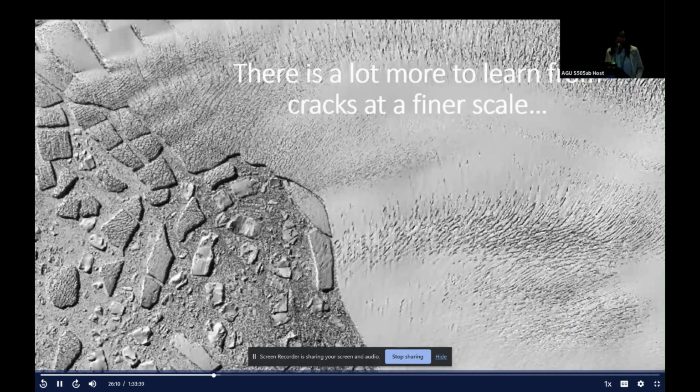So there are certainly fractures that are too small to be visible. So moving forward, using higher resolution imagery such as Landsat and WorldView will be necessary to capture fractures at a finer scale and increase the resolution of the data-model comparison.